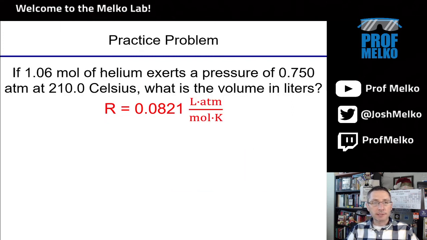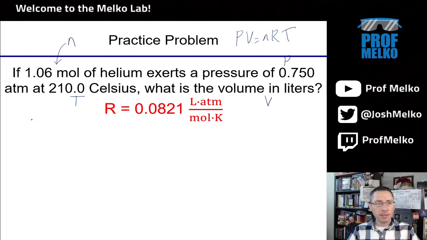If 1.06 moles of helium exerts a pressure of 0.750 atmospheres at 210 Celsius, what is the volume in liters? Feel free to pause the video here and try this yourself, remembering PV equals nRT, before watching me solve the problem. Okay, with these gas problems, I typically read it over once, as I've done, and now I read it over again and identify each of the parameters. 1.06 moles, that's n, of helium exerts a pressure of, this is P, 0.750 atmospheres, at 210 Celsius, that's temperature. What is the volume in liters?